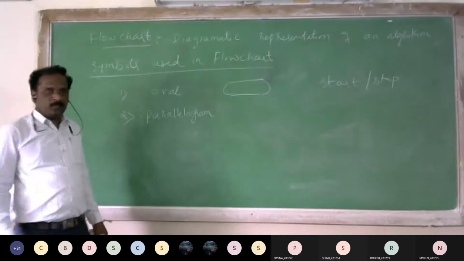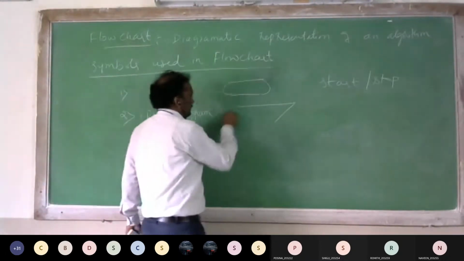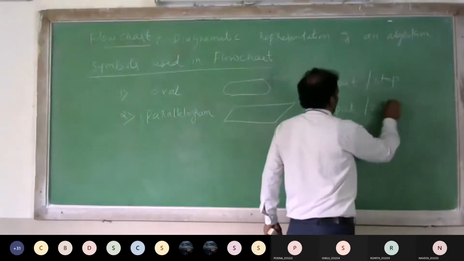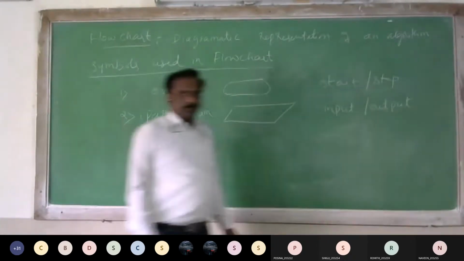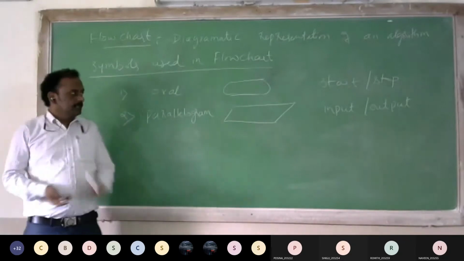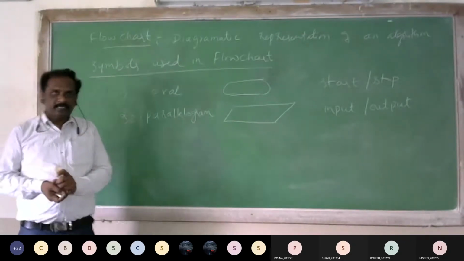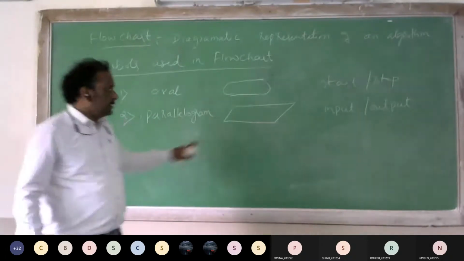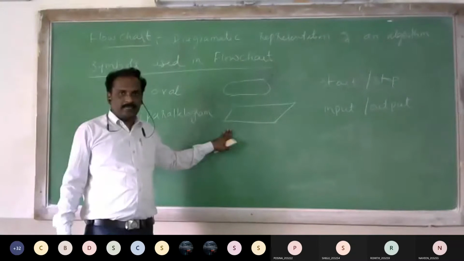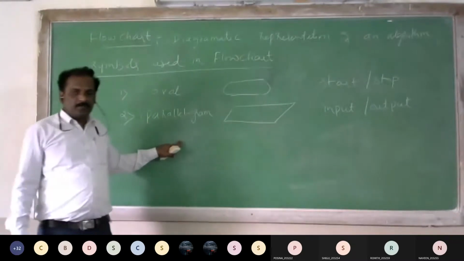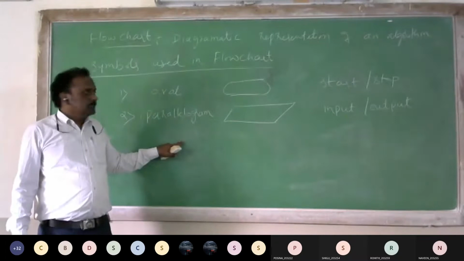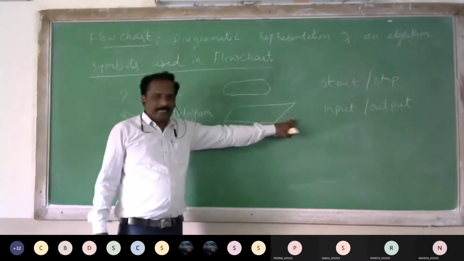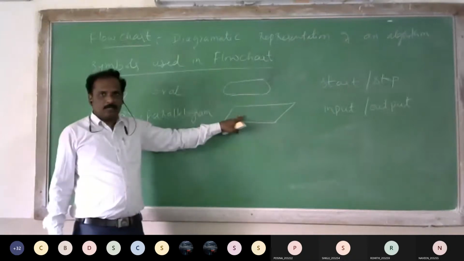The second symbol is the parallelogram. The parallelogram notation is like this. This is used for input or output. Yesterday, when we were discussing the algorithm problems, like read n, n is the input. Like in the factorial of a number, first we read for which number we want to find the factorial. So I used the statement read n. For that read n, we use the parallelogram notation.